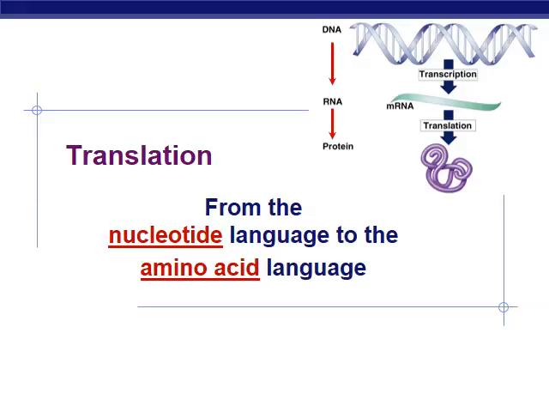Translation is translating from the nucleotide language of RNA into the amino acid language of proteins. Transcription happens in the nucleus and is from nucleotide to nucleotide, which simply means to rewrite. Translation is changing it from one language to another. In this case, we're going from RNA nucleotides to proteins, written in the amino acid language.